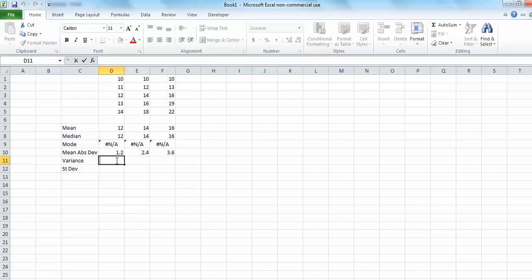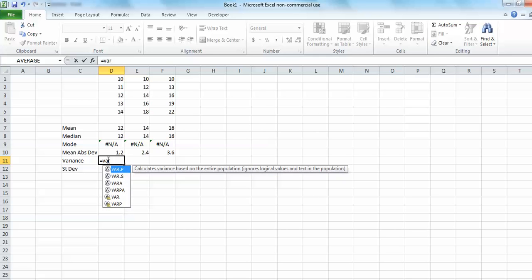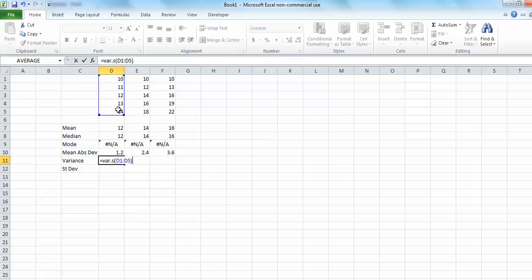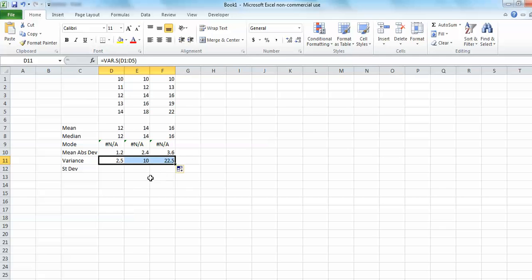Before we calculate the variance, we have to know if this is from a sample or from a population. Since it's such a small column of data, we could say it's from a sample. If we want a sample variance, we type in equals VAR.S. The .S stands for sample. We highlight the 5 numbers. Now as the amount of dispersion goes up, the variance should go up also. And that's what happens.